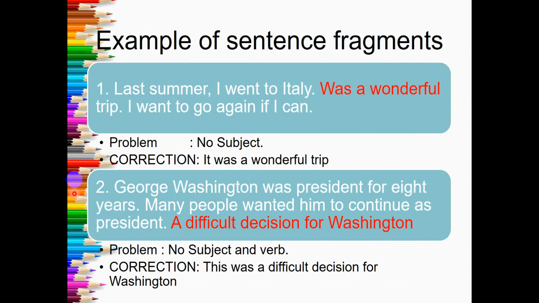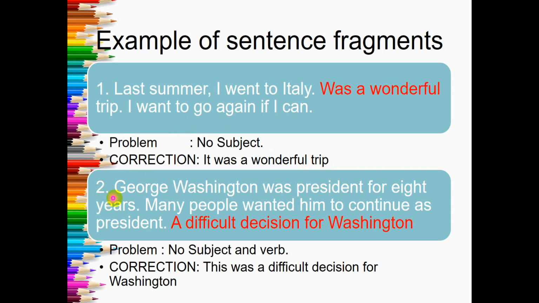Look at the examples. "Last summer I went to Italy. Was wonderful." What was wonderful? Here we have only half of it. There is no subject. What can we do to correct this? Add a subject to this part. So it becomes: "Last summer I went to Italy. It was a wonderful trip. I want to go again if I can."